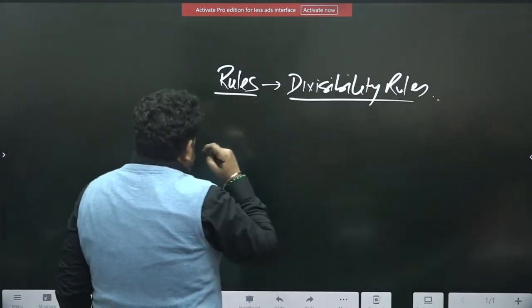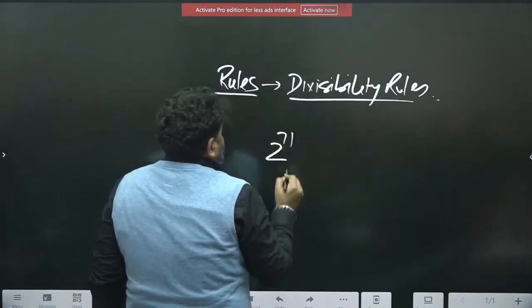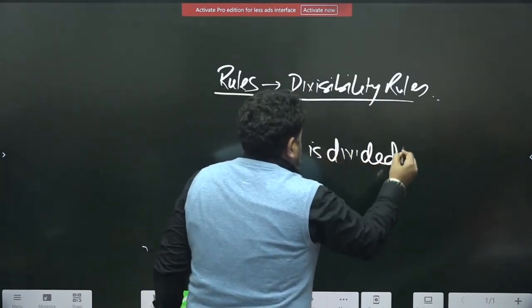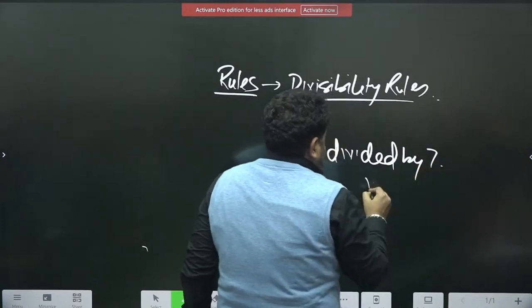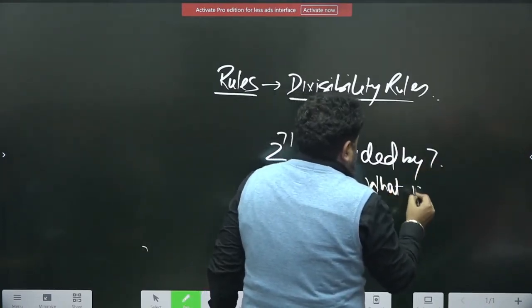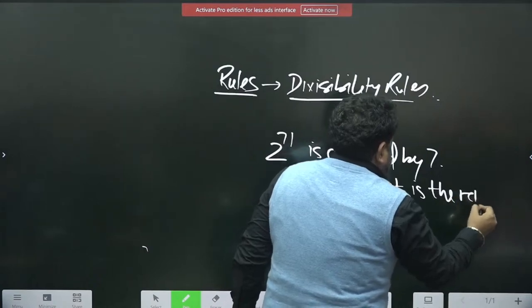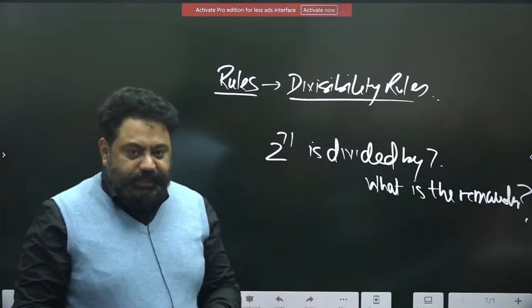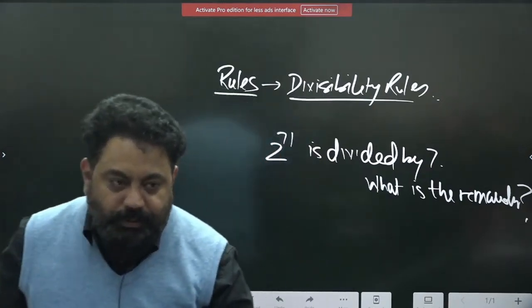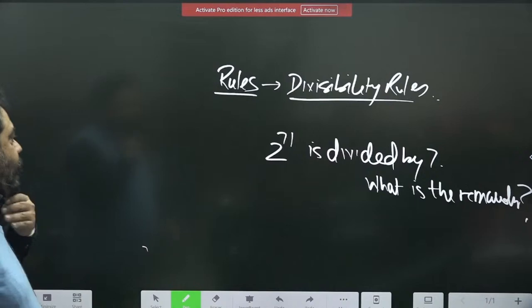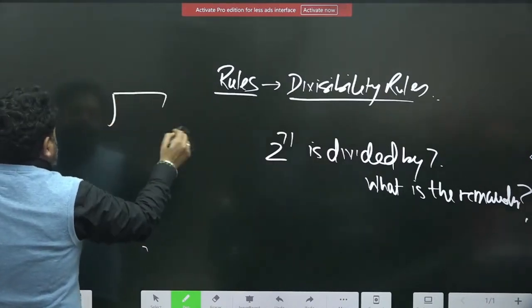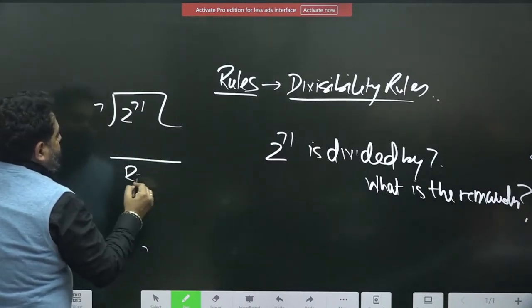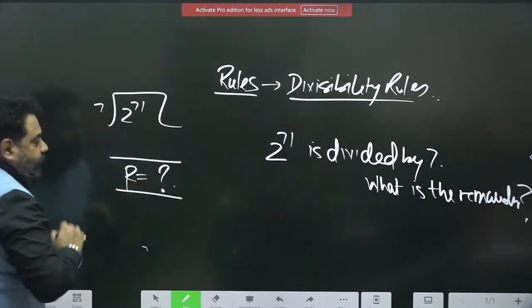He says 2 to the power 71 is divided by 7. What is the remainder? So basically, the meaning is 2 to the power 71 divided by 7. What would you get as remainder? This is your question.